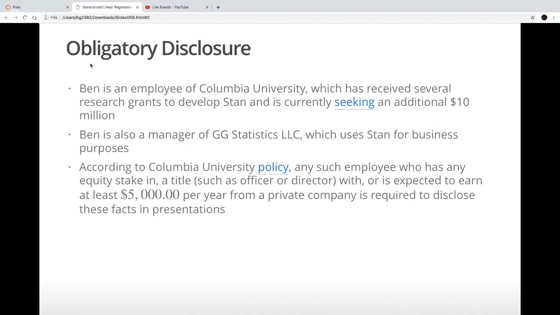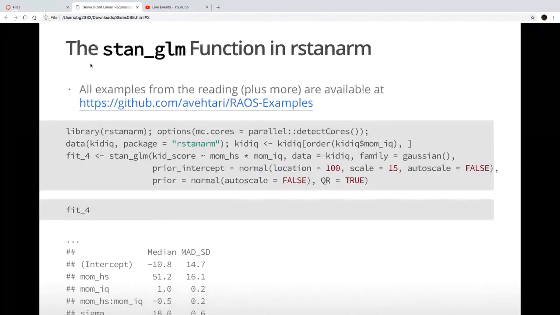I work at Columbia. Columbia is and has been and recently did get a grant to develop Stan. I also have an LLC, and according to Columbia University policy, that creates the appearance of a conflict of interest that has to be disclosed before talking about anything related to Stan.